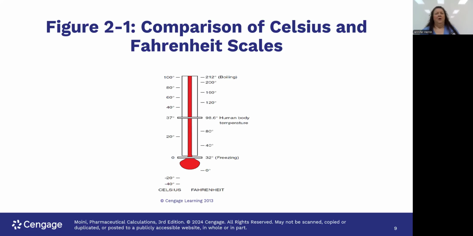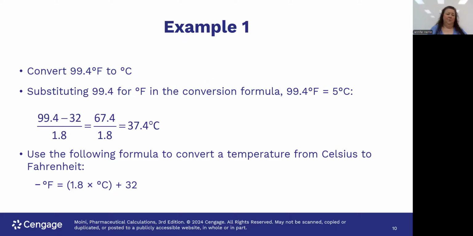So figure 2.1 here gives us a comparison of Celsius and Fahrenheit scales. So you can see that the boiling point in Celsius is 100 degrees, whereas in Fahrenheit it is 212 degrees. Human body temperature in Fahrenheit is 98.6 degrees, and in Celsius, that is 37 degrees. Freezing is 32 degrees Fahrenheit and 0 degrees Celsius, just to name a few of the differences between the two.